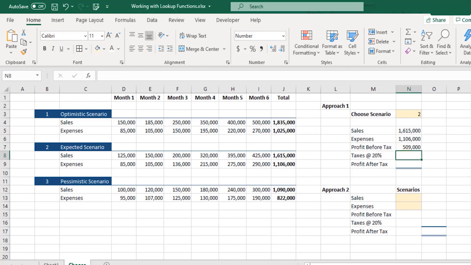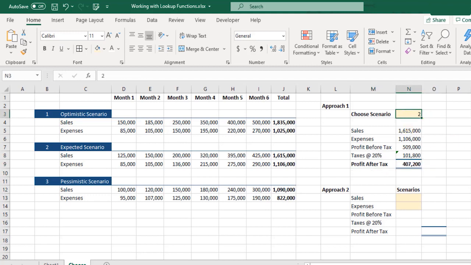The tax rate is at 20%, so we put an equal sign, select profit before tax, and multiply it with 20%. That is 20% of 509,000. That's 101,800. This is the tax that you would be paying. That's around 20% of your profit before tax. Now, profit after tax is profit before tax minus taxes. And here we have it. Now, this seems good, and we can make it look bold.